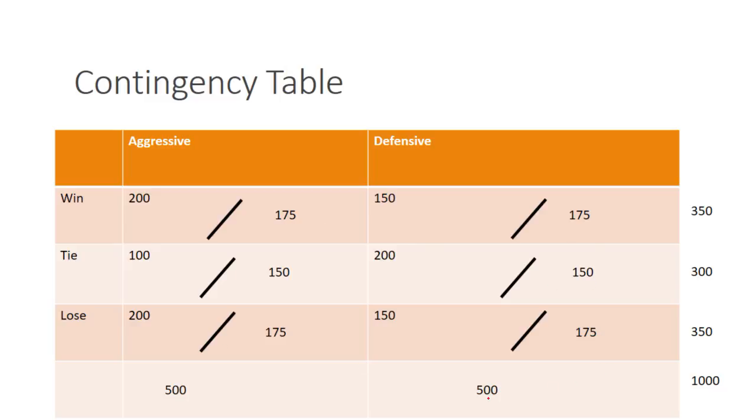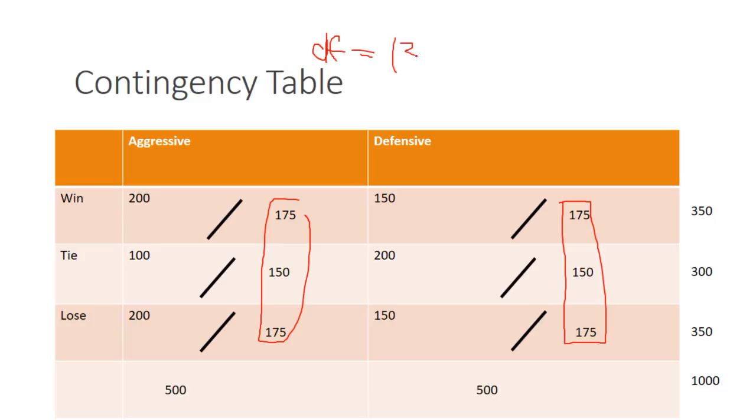175 is 150, 175. 500 times 350, right? 35% of 500 goes both places. 30% of 500, 35% of 500. I have my observeds, 6 observeds, and then these guys are the expected. So I'm going to take each observed minus each expected. How many degrees of freedom do I have? Answer is 3 minus 1 times 2 minus 1. That's 2 degrees of freedom, right? I have 2 degrees of freedom. Okay?